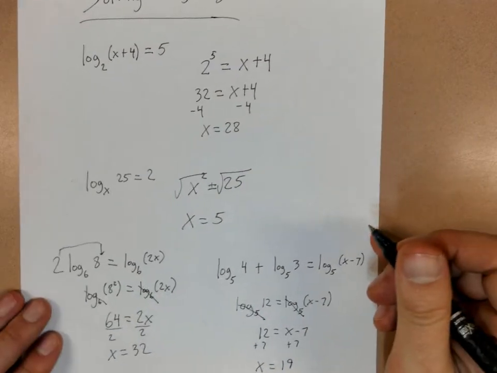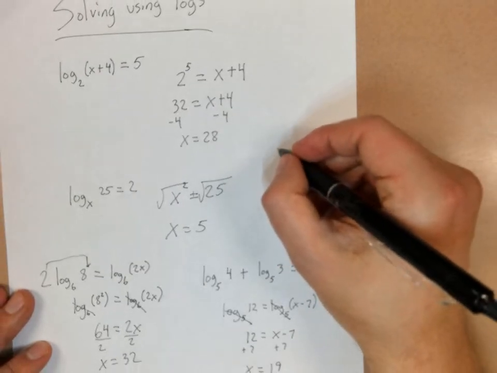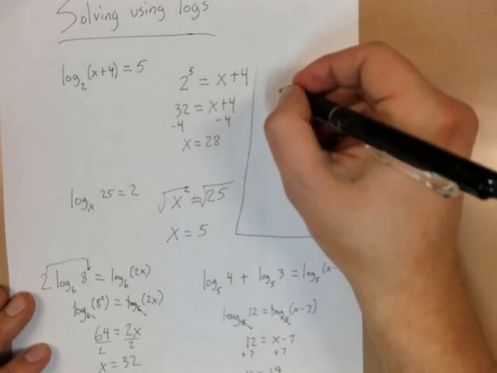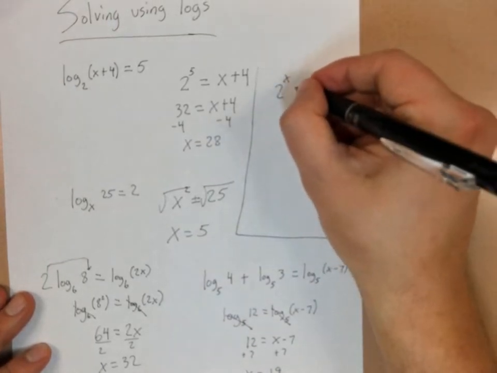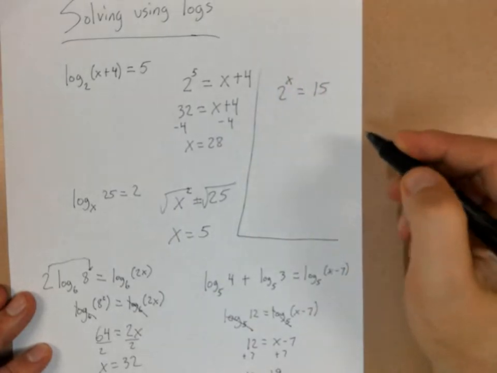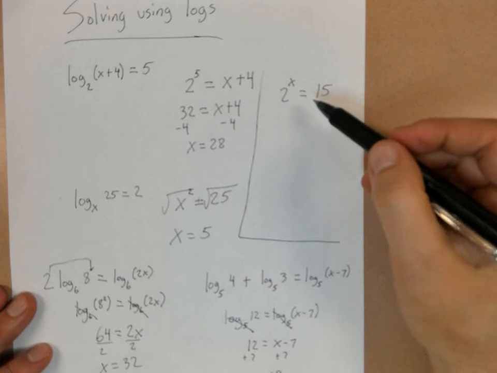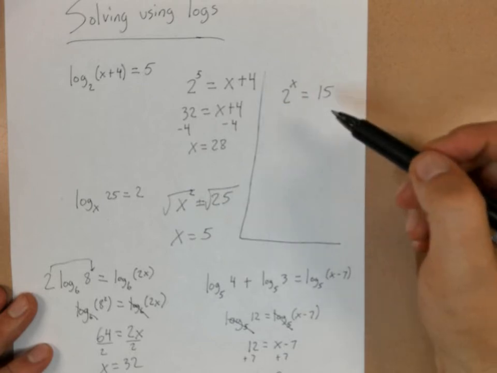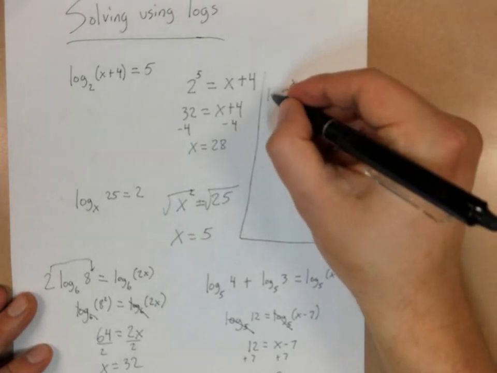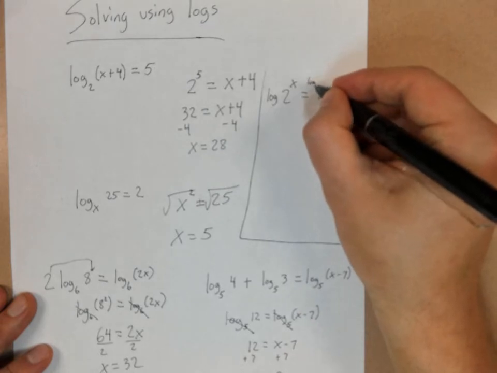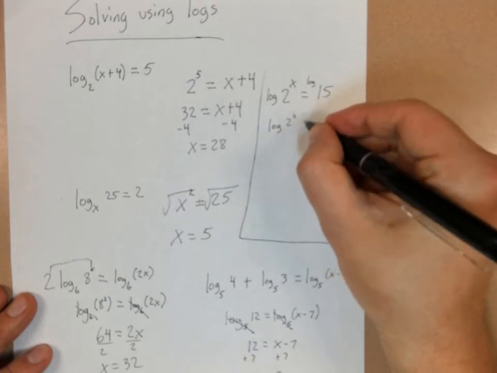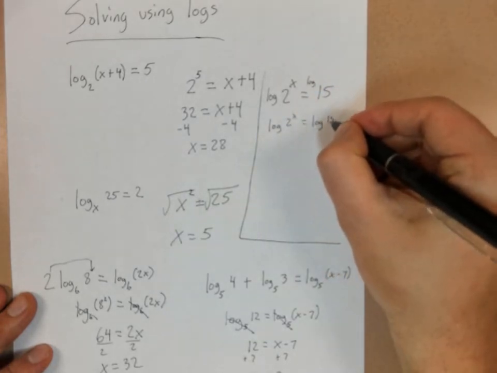Oh, one more situation. What happens if x is in an exponent? Let's say I had 2 to the x power equals 15. Logs and natural logs we can use to get the x out of the exponent. I'm going to use regular log here, so you're going to take the logarithm on both sides. What that does is we end up with the log of 2 to the x power equals the log of 15.